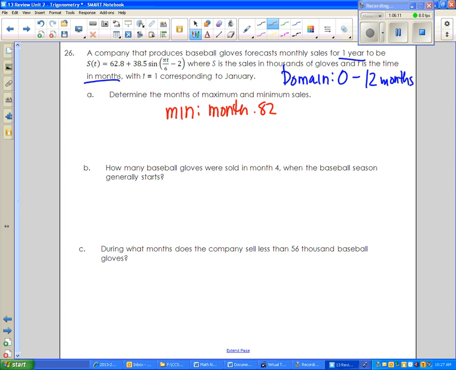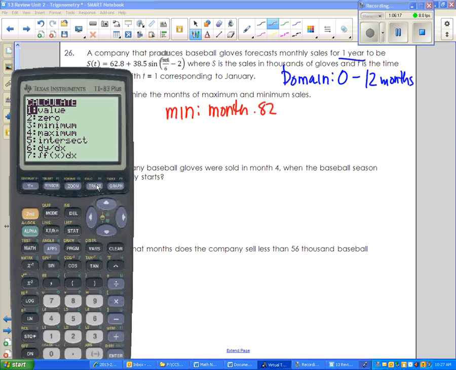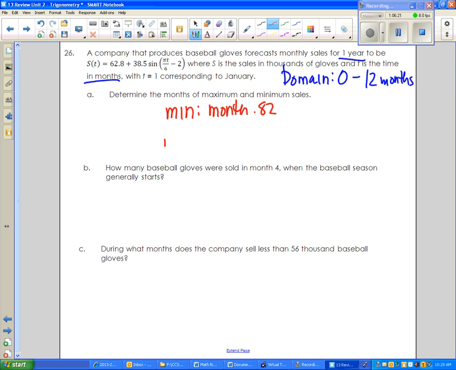Okay, and then if I wanted to do the maximum, I'm going to just do second trace, choose the maximum option, and do the same thing. I'm not going to go through this because we've done that for another problem, but the maximum value should be month 6.82, I believe.